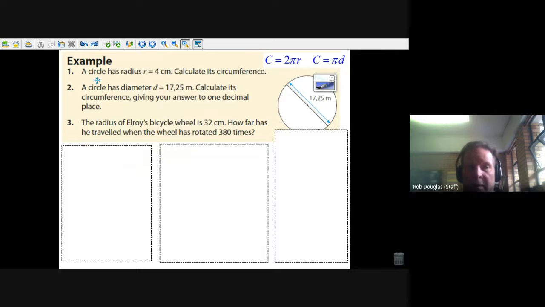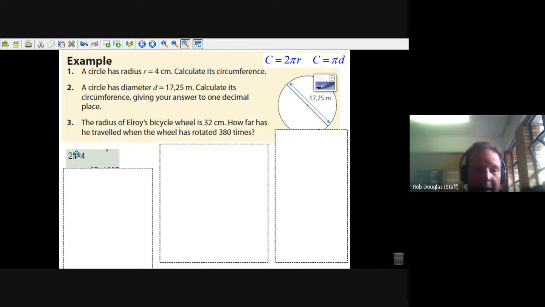Now, let's try a question. A circle has a radius of 4 centimeters. Calculate its circumference. Well, there are your formulas. You've got to pick the right one. You might want to pause the video and see if you can do it. This is what you do. You can put it in your calculator: 2 times pi times the radius, 2 times pi times 4. And then press the decimal button, and there's your answer.